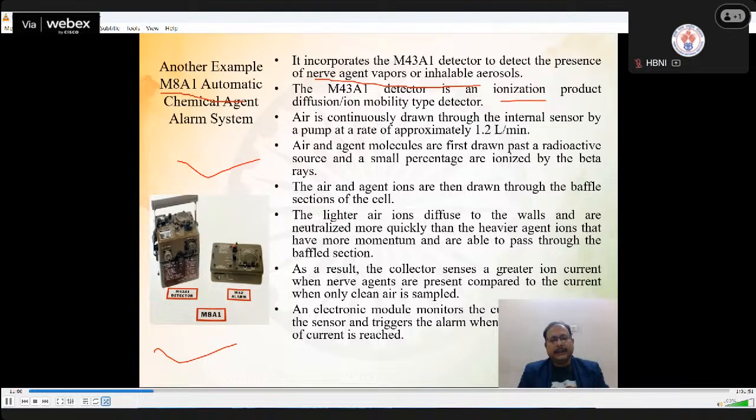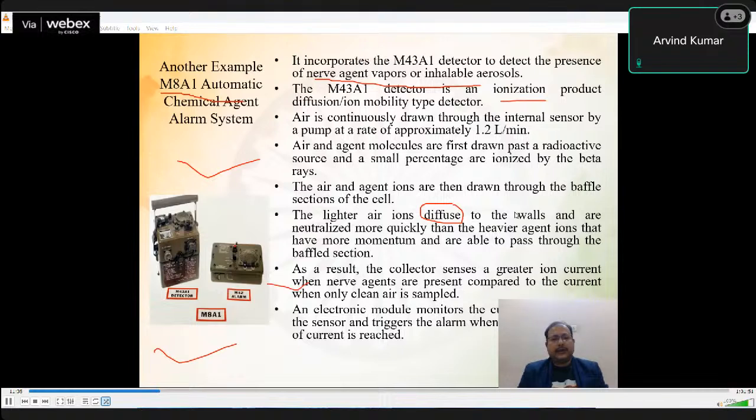Here, agent molecules are first drawn past a radioactive source, and a small percentage are ionized by beta rays. The air and agent ions are then drawn through the baffle section of the cell. The lighter air ions diffuse to the walls and are neutralized more quickly than the heavy agent ions, which have more momentum and are able to pass through the baffled section. As a result, the collector senses a greater ion current when nerve agents are present compared to the current in a clear air sample.